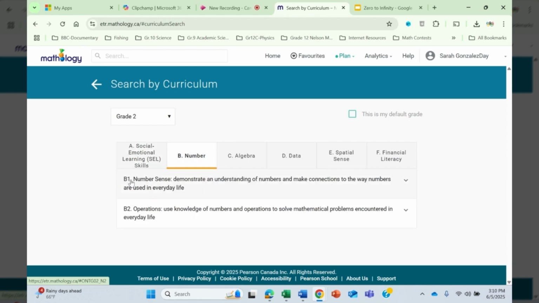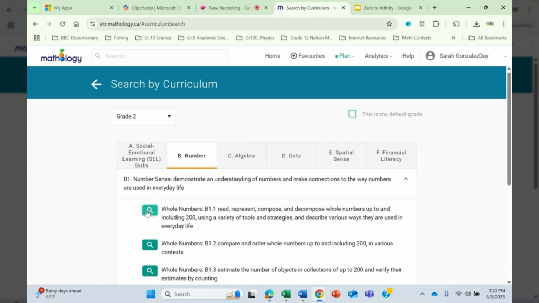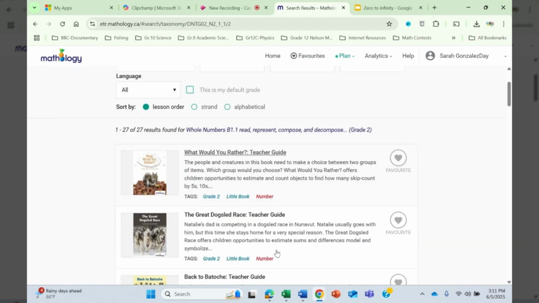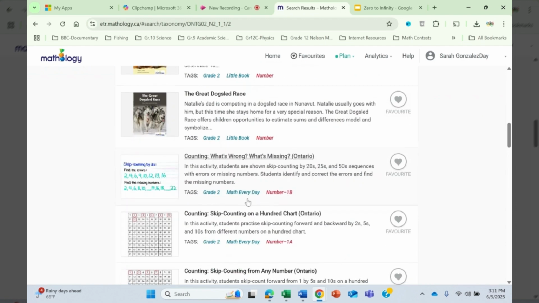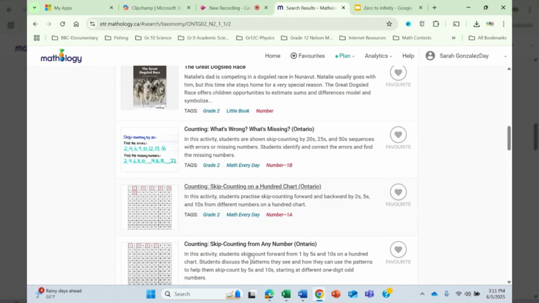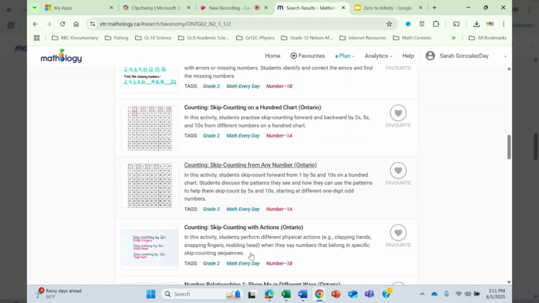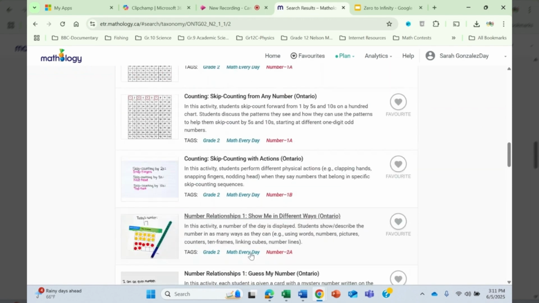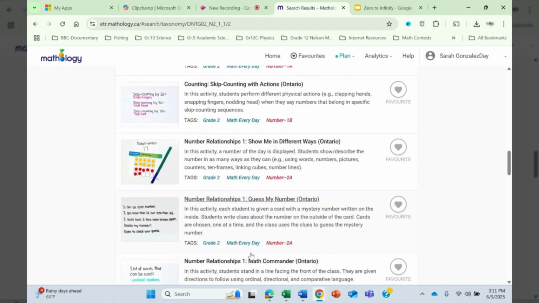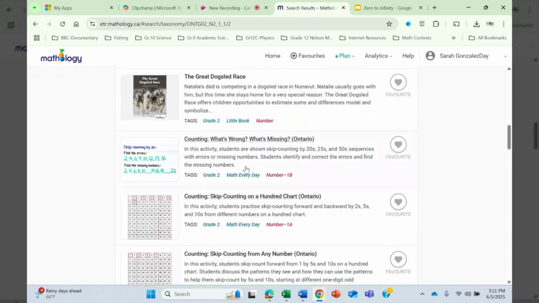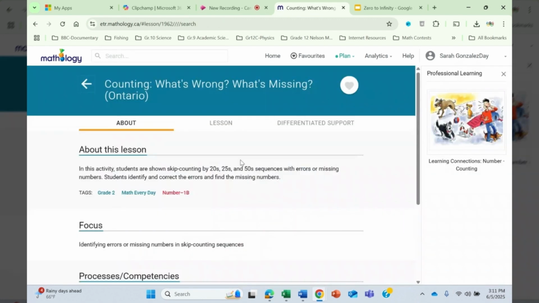I'll just pick the B1 expectation. And here you'll notice if you look at the bottom blue part where it says math every day, these are the activities that I'm referring to. So you can see that there are very many of them in this expectation. So we're just going to click one just to show you what it looks like.